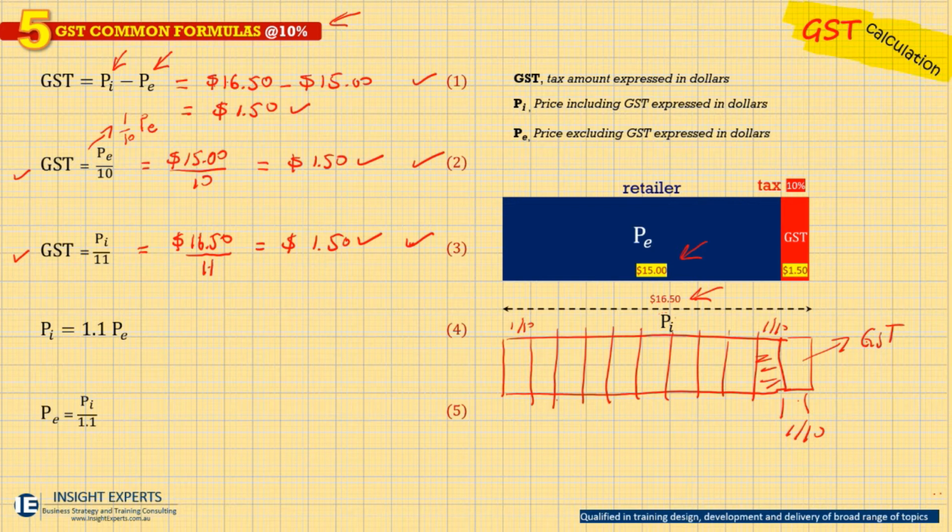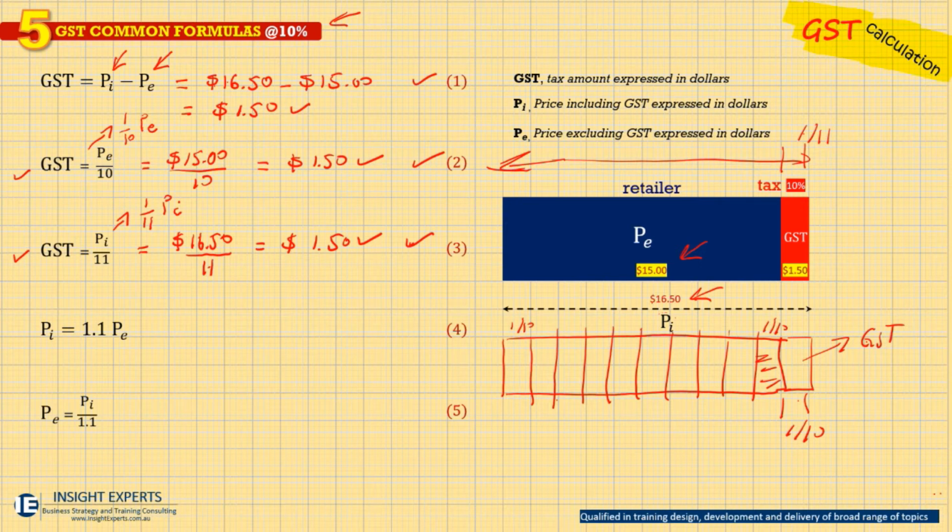So that's another way of reading equation number 2. Equation number 3 is the same thing, but this time the GST amount is equal to 1/11 of the price including GST. So it's either 1/10 of the price excluding GST or 1/11 of the price including GST. If I take the whole block and divide it into 11 equal segments, what the taxman is saying is that he wants to take 1/11 of the whole lot, which is the GST amount payable to the taxman. So that's what equation 3 is all about.